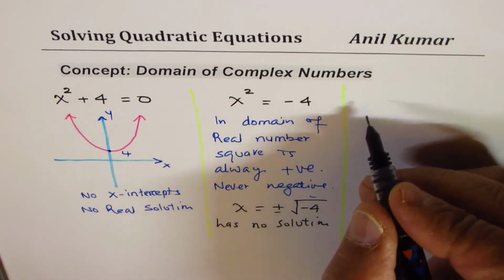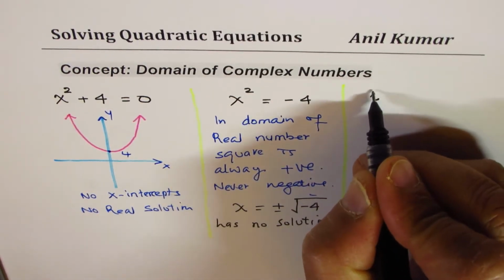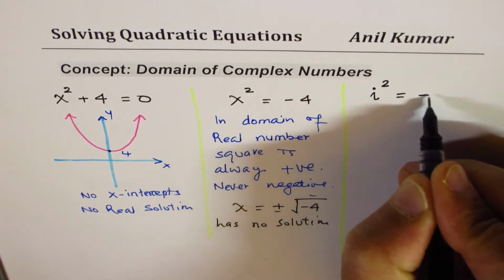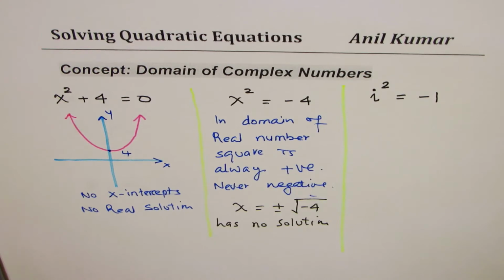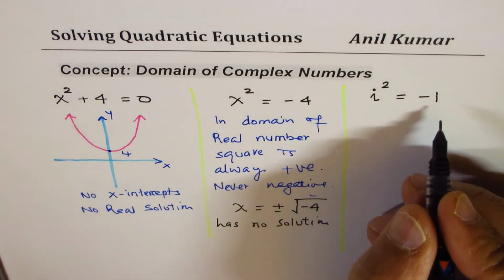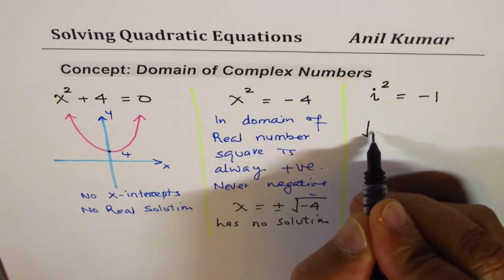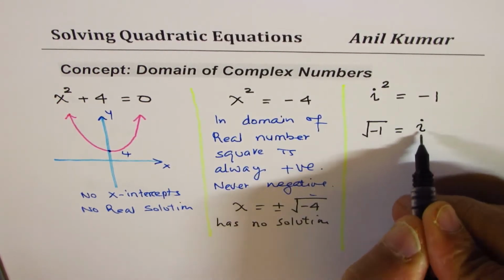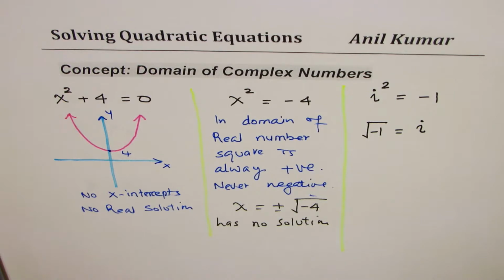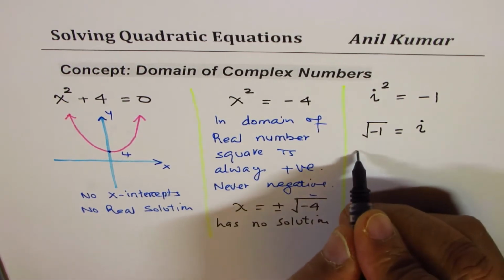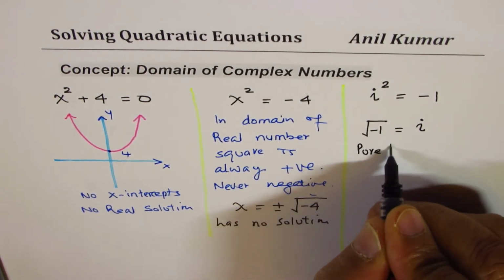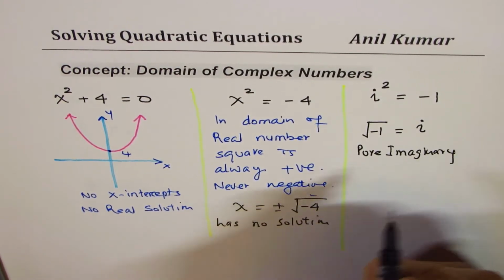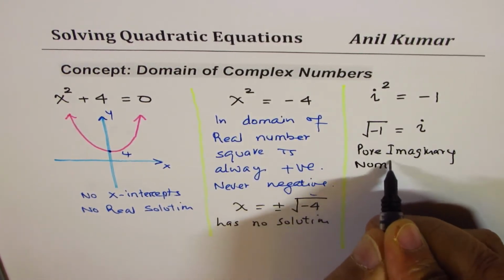The solution is so simple. Innovative idea. We say, well, let some number squared be negative 1. That should solve the question, right? That also means the square root of negative 1 will now be iota, i. This is called a pure imaginary number. Do you see that?